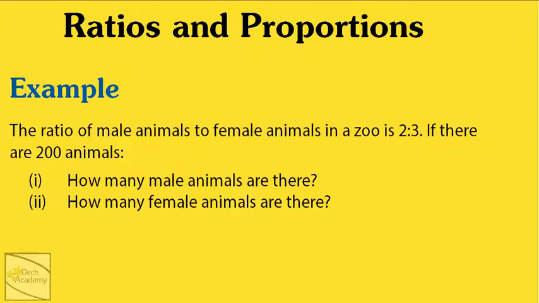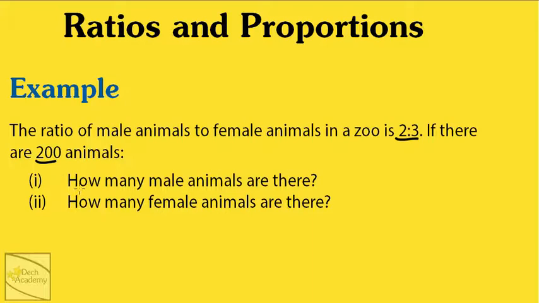This example problem relates to the topic of ratios and proportions. So here's the example. It says the ratio of male animals to female animals in a zoo is 2 to 3. If there are 200 animals, so take note of the ratio and take note of the total number of animals. We're asked to determine the following.